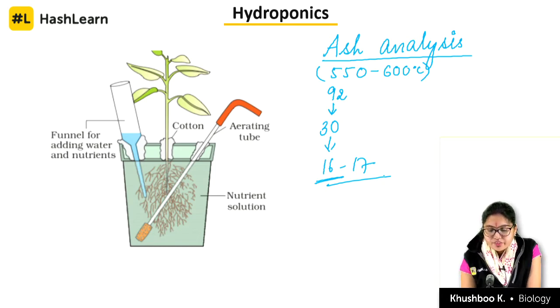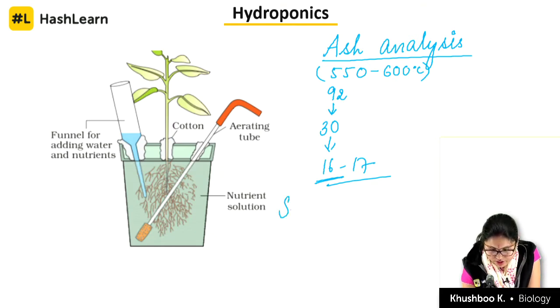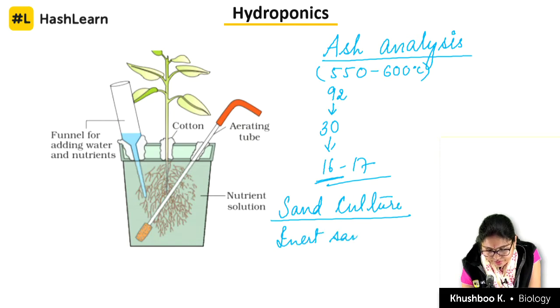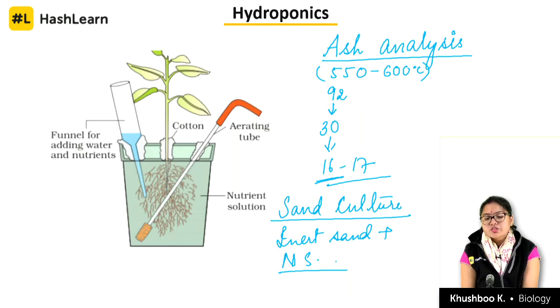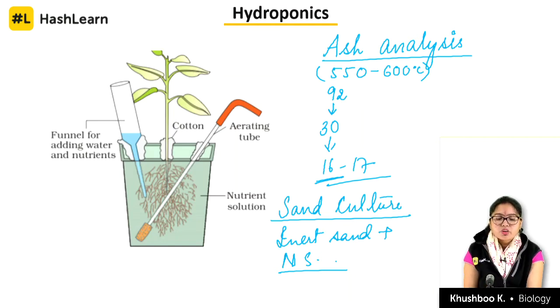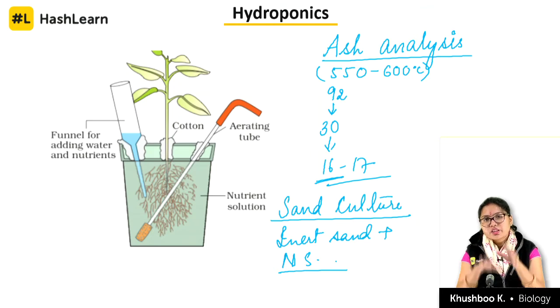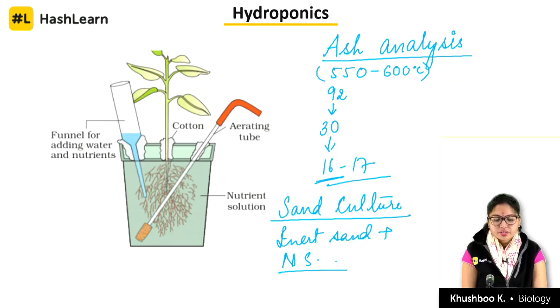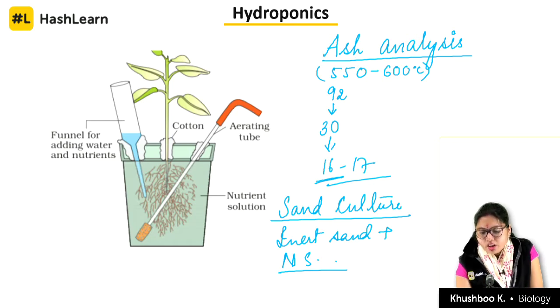Other than hydroponics, we have sand culture also. So in case of sand culture, what we take is sand, and this sand will be inert sand. Okay, so you have the inert sand plus the nutrient solution. So it is more or less similar to the hydroponics. So in that case also, with the help of this nutrient solution only, the growth of the plant is monitored. Other than that, these days we also practice something called aeroponics.